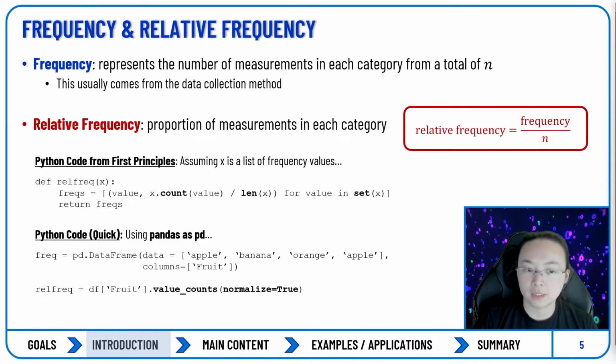Just going to go on to the next slide. We're now going to go through frequency, relative frequency, and percentage. So with frequency, very simple, it just represents the number of measurements in each category from a total of n measurements. This usually comes from the data collection method. So you would just collect your data and you'd have your number of values within that category.